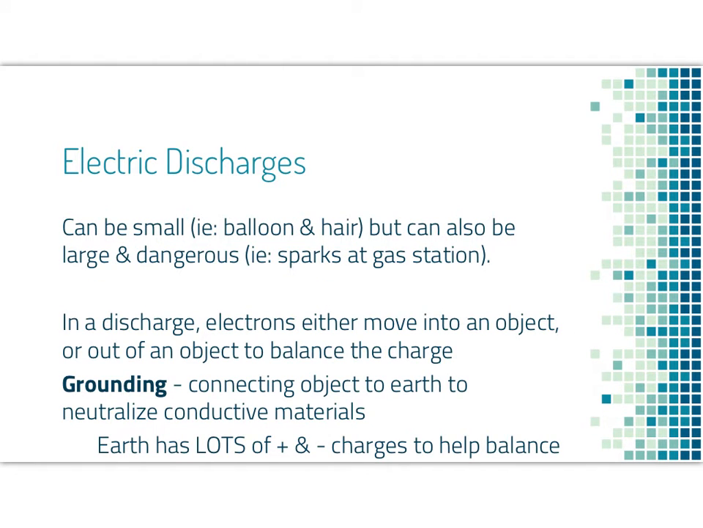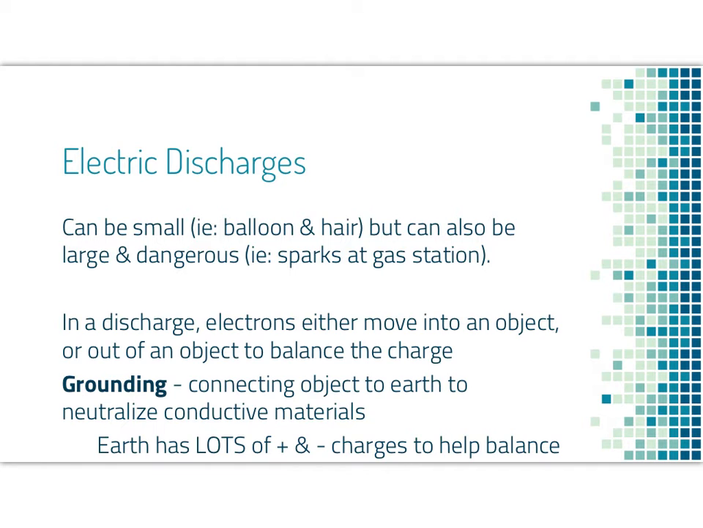So we talked about discharging on the last slide here, but an electric discharge can be small, like after you rub your balloon in your hair and you touch something, or you shuffle along the carpet and you touch someone. But it can also be large and quite dangerous, like sparks at a gas station. So in a discharge, again, electrons either move into an object or out of an object to balance the charge.